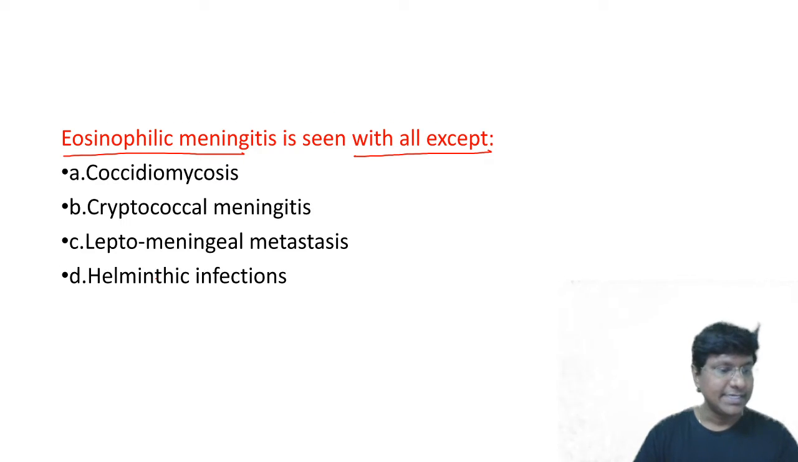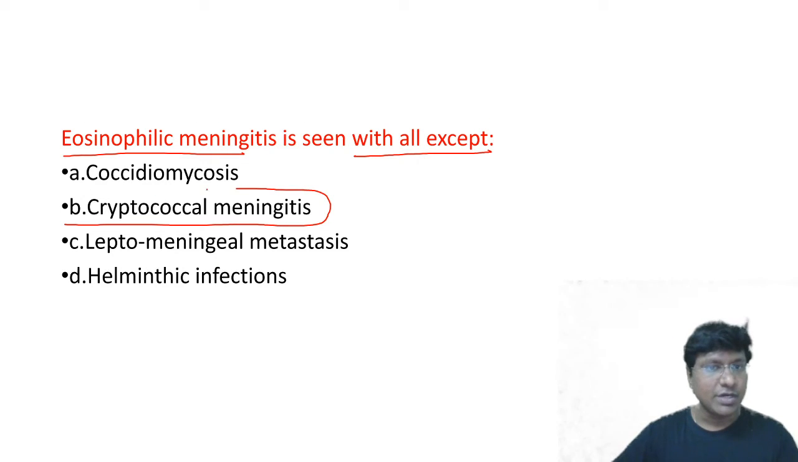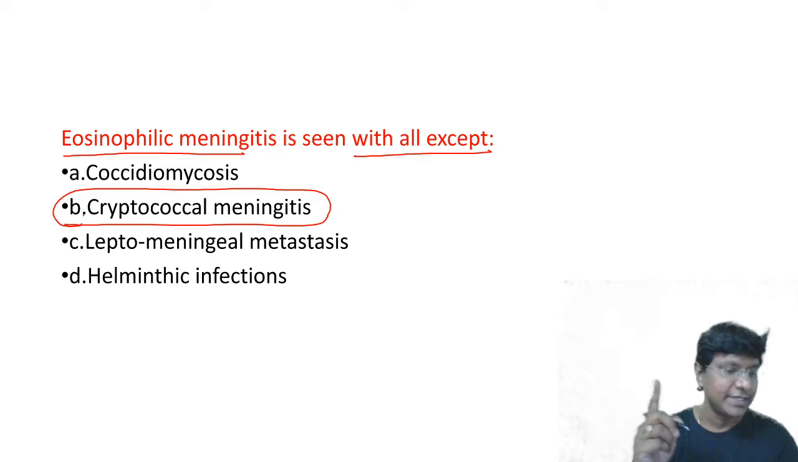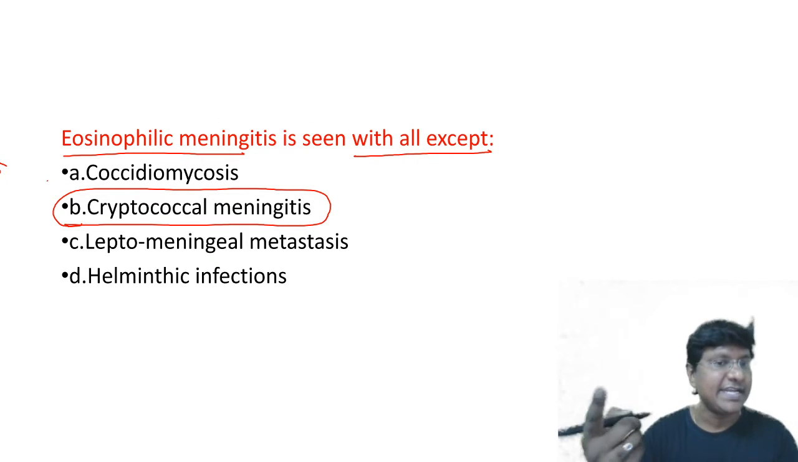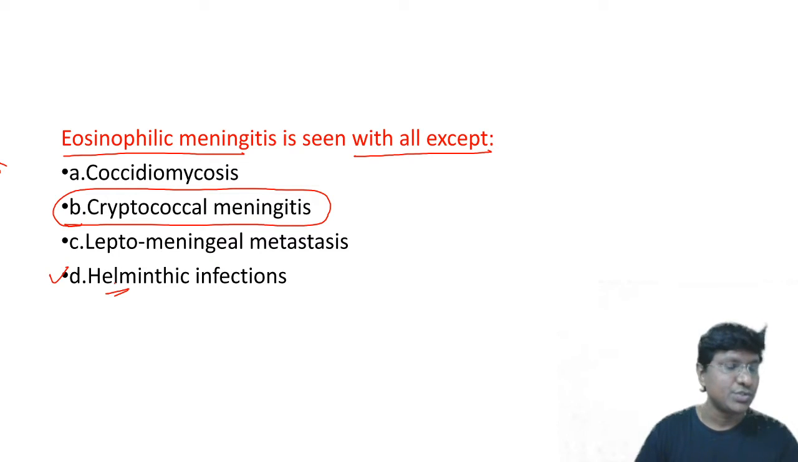Right. So the answer to this particular question is not leptomeningeal metastasis. Very good, Avinash Mukherjee. So Avinash Mukherjee has answered this very correctly. In cryptococcal meningitis, you will not have eosinophilia. Whereas in parasitic infections, like helminthic infections, definitely there will be an increase in your eosinophil count. Yes. Avinash Mukherjee, you have answered that cryptococcal meningitis is the answer, which is correct.